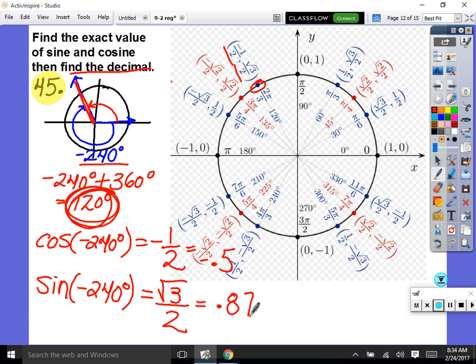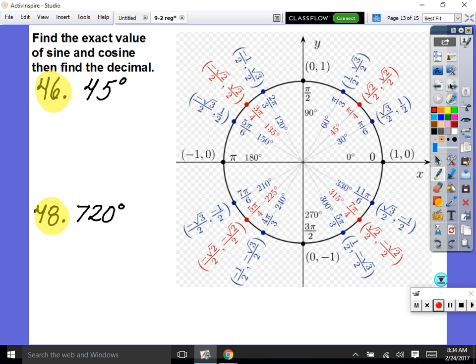So this is giving us an exact answer. So that's why the unit circle is useful. Because your calculator can only give you approximate answers. Okay, let's do 46. It says find the exact value of sine and cosine. So look at 46. It's 45 degrees, positive 45 degrees. So that's where we're looking.